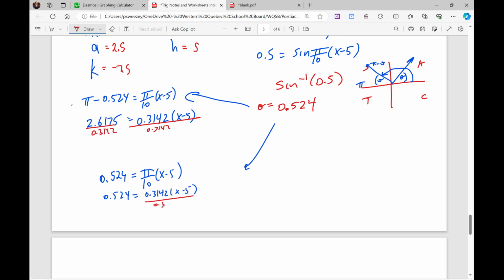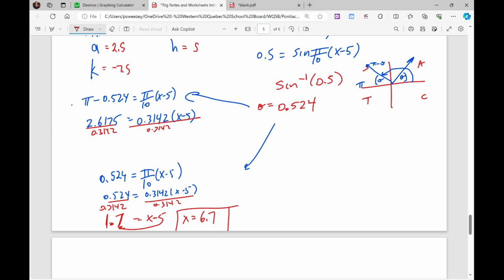Okay, 0.3142, and then x minus 5 will be equal to something along the lines of 1.67. Now, I think it originally said tenths. So I'm just going to say 1.7 as a value here. And then x minus 5, bring that guy over. X will be equal to 6.7. So that'll be one of the answers.